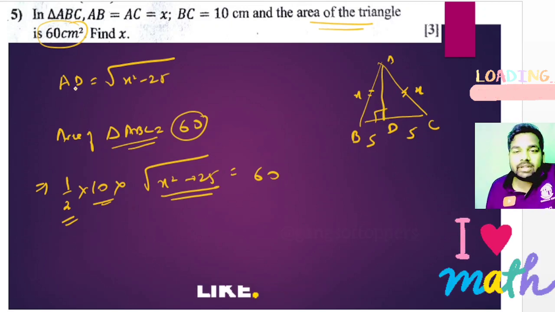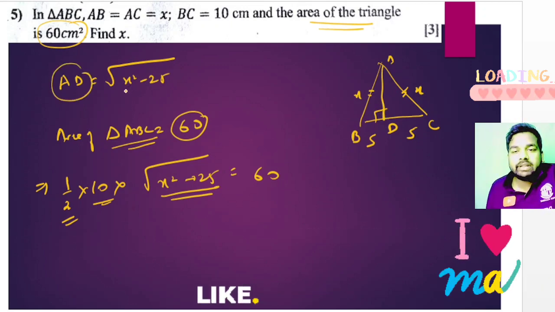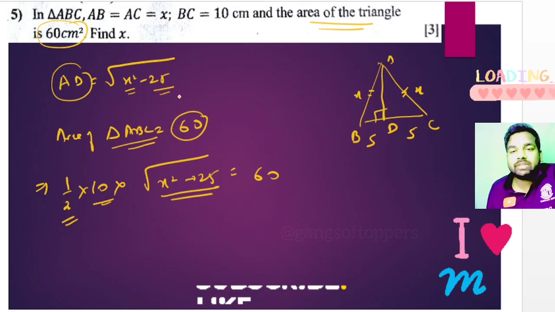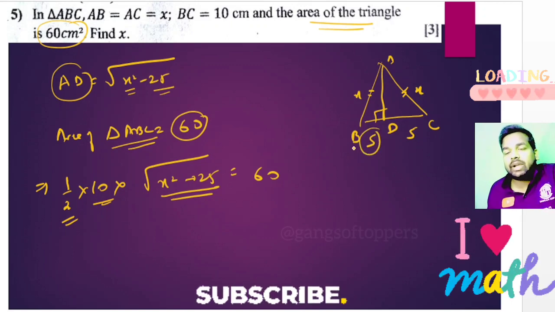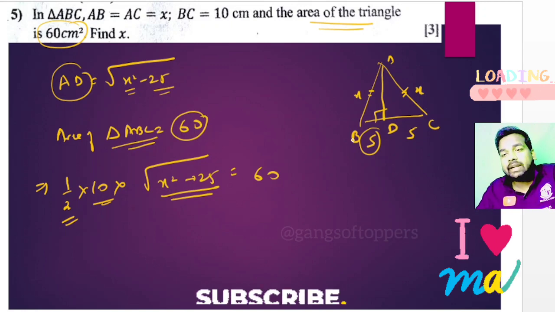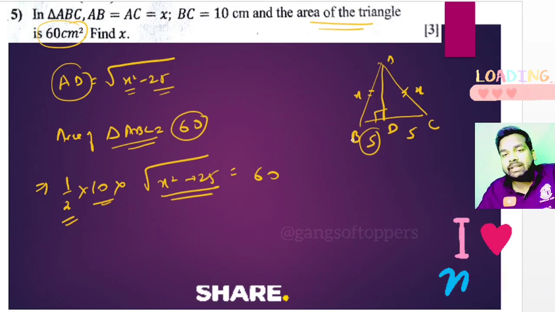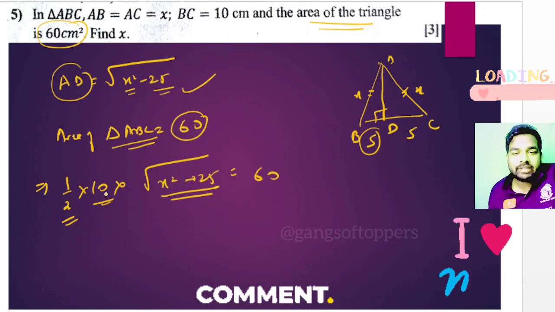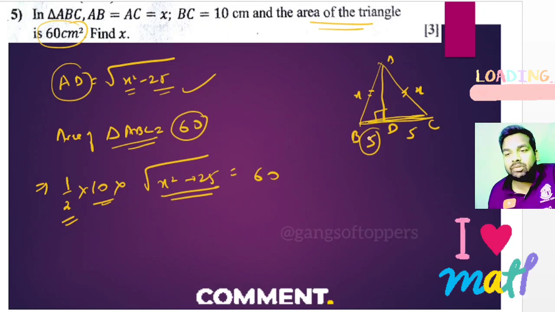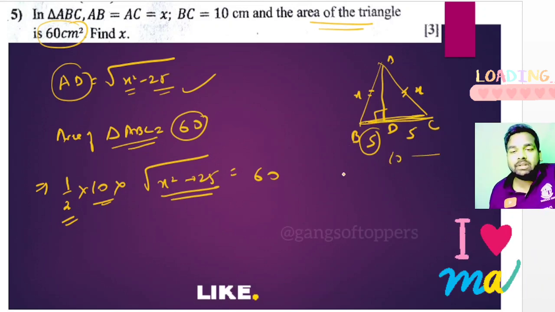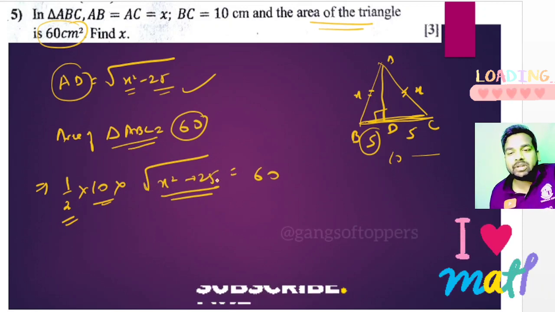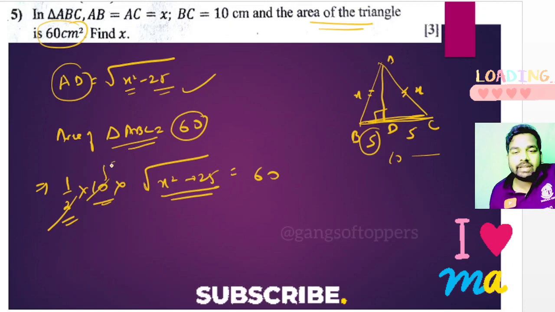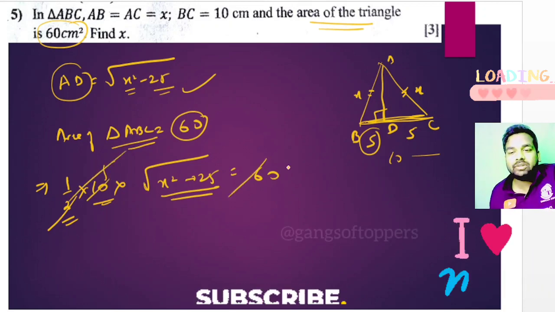So AD is equal to root under x square minus 25, that is 5 square. By utilizing the Pythagoras theorem, hypotenuse square minus base square, we get the height AD. Then half into base, the full base is 10, already given in the question. Now root under x square minus 25 times 5 is equal to 60, and it becomes 12.